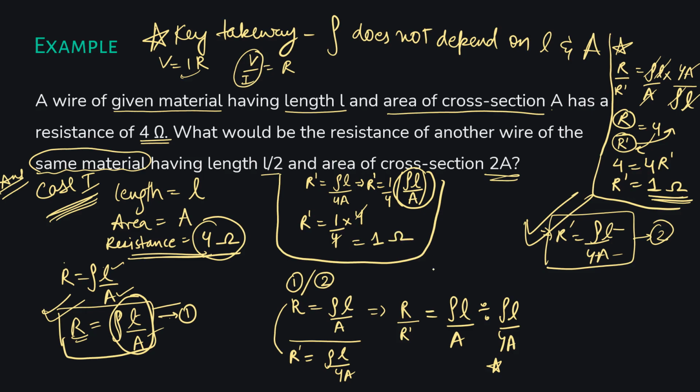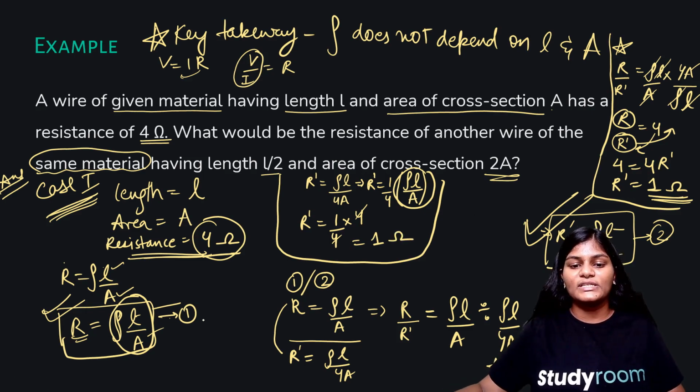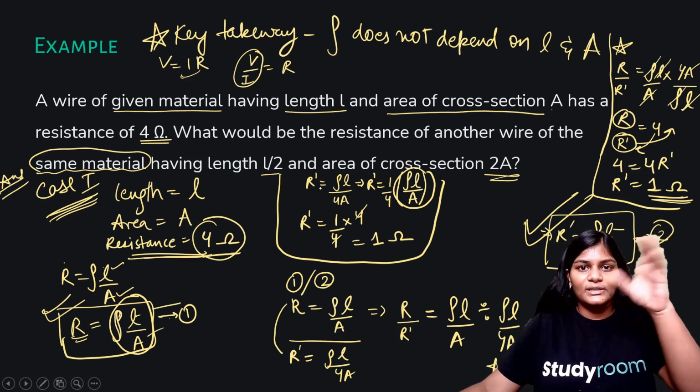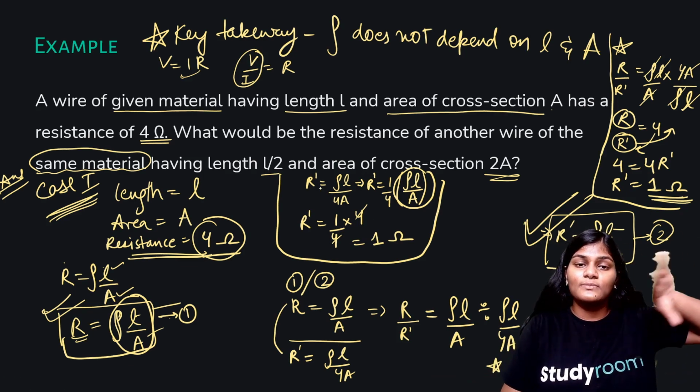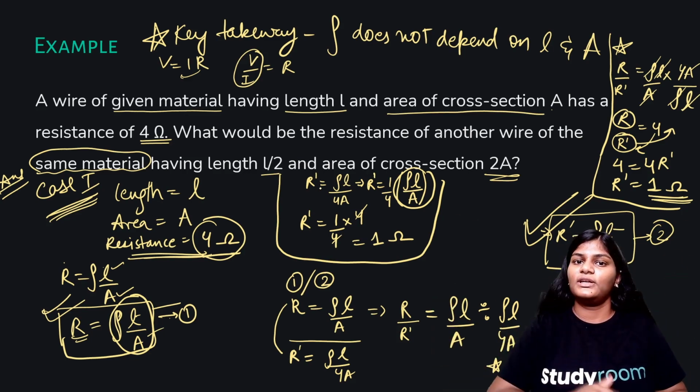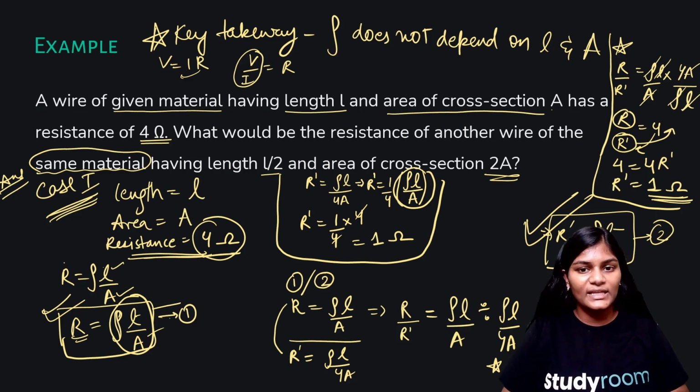So you can do it in any way that you like. You can do it in this division way that I told you, or you can look for those missing terms and you can separate out the terms that are common from the original expression and then substitute the value of the given resistance. Okay, you can do it in any way.